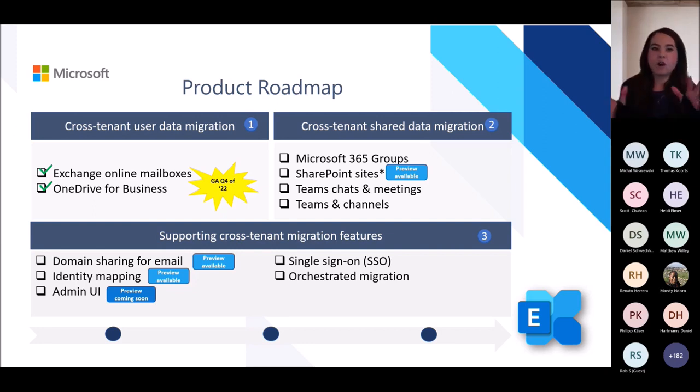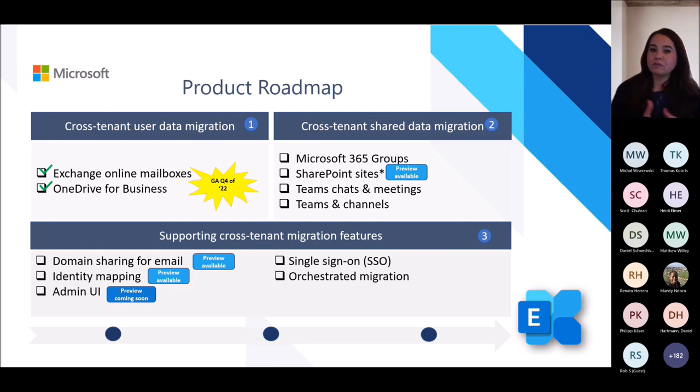Another area that we're also driving to improve is the overall cross-tenant migration experience for both the tenant admins and the end users migrating, of course. Domain sharing for email, which will be available in public preview soon, and a feature that we will be showcasing in our demo today, enables a single email branding experience that could be implemented on day one of a merger or acquisition, and then supports migrating of mailboxes after.